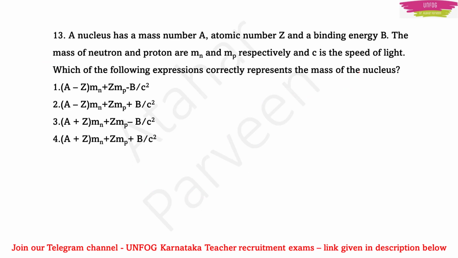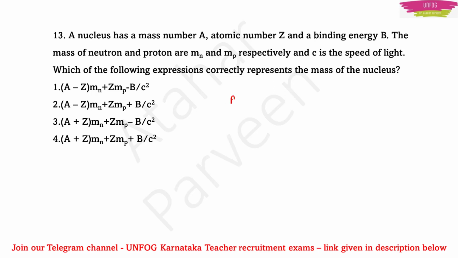Next question. A nucleus has a mass number A, atomic number Z and a binding energy B. The masses of neutron and proton are mn and mp respectively and c is the speed of light. Which of the following expressions correctly represents the mass of the nucleus? See, don't see the options. Okay, I will explain how to find the answer.